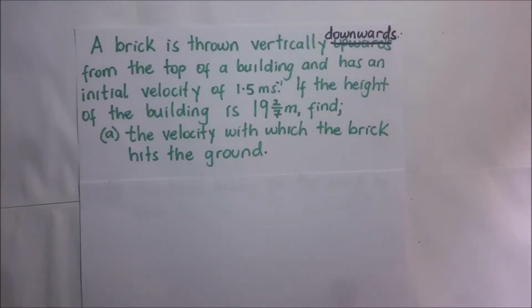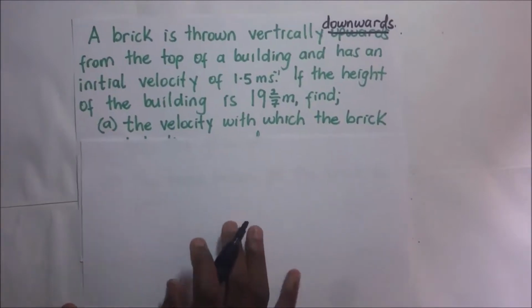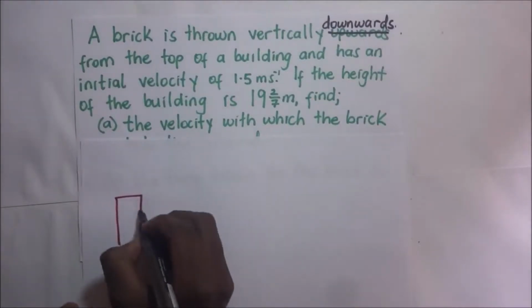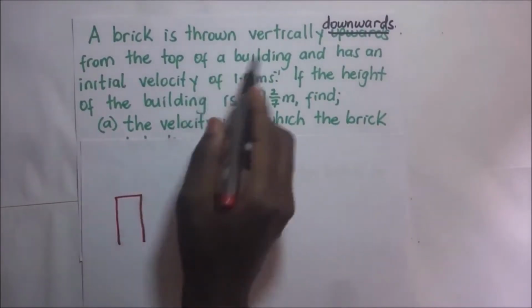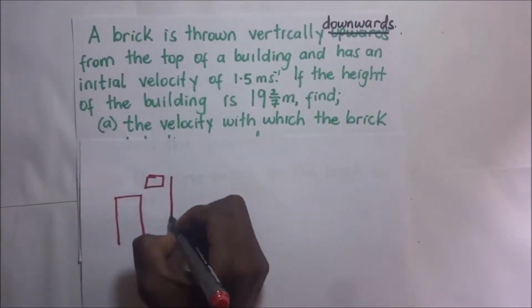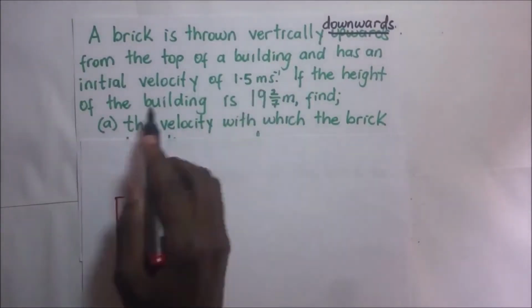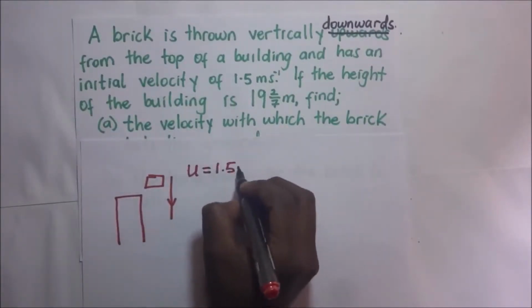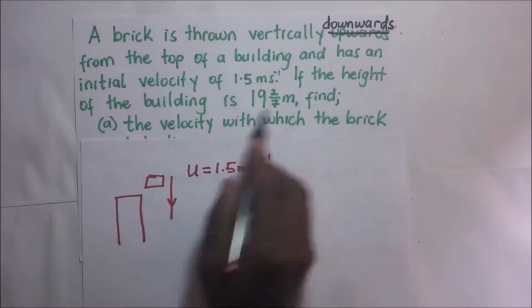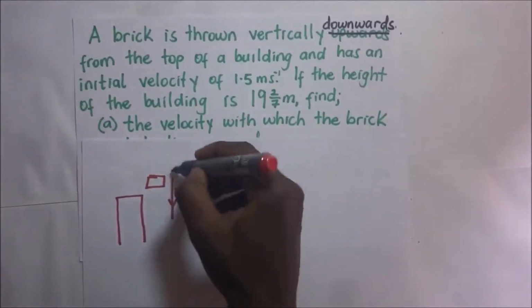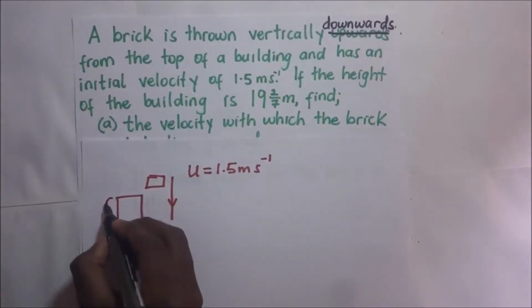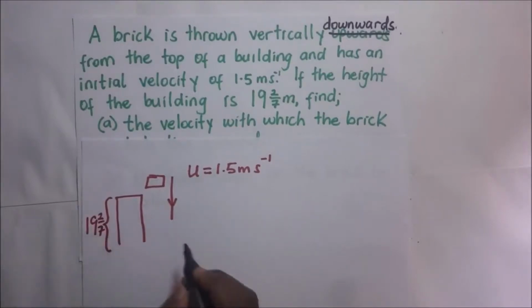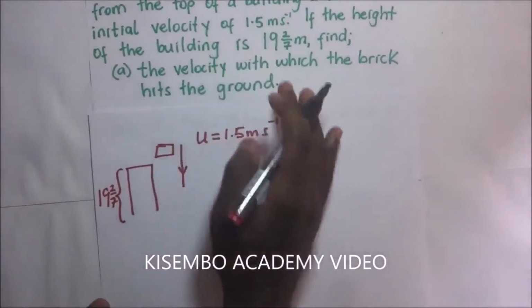As usual, we first summarize the question diagrammatically. A brick is thrown vertically downwards. It's on top of a building, right? So we have this being our building, and right on top here we have a brick. It's thrown vertically downwards from the top of the building, and it has an initial velocity of 1.5 meters per second. If the height of the building is that, meaning that as it's moving down, the height of this building is 19.27. Find the velocity with which the brick hits the ground.